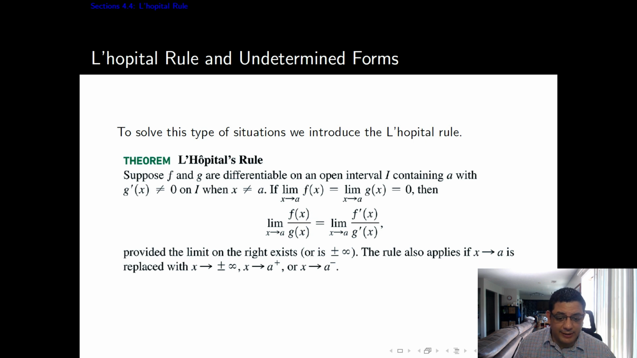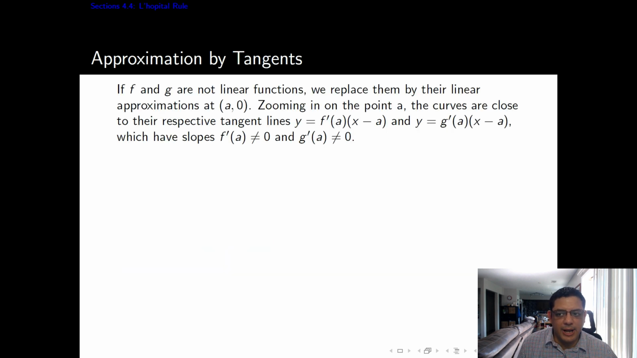This holds provided that the limit on the right exists. The rule also applies if x going to a is replaced by x going to infinity or minus infinity, or a from the right or a from the left. So we can use this idea with x going to any of these options. Now, why is this true?